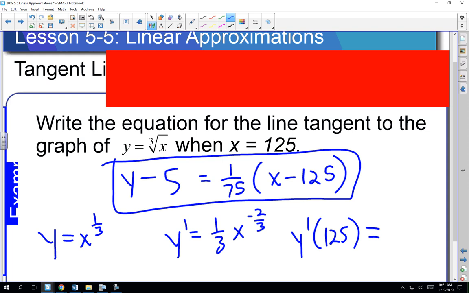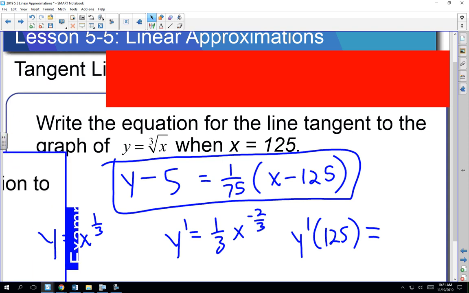So you should think about what would be different about the normal line. It would actually be negative 75. Don't confuse it with that theorem about f inverse prime, which is just the reciprocal. This is the opposite reciprocal, just like you learned for perpendicular lines. That's what normal means. Okay, so that's it.